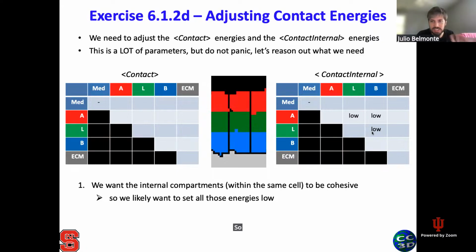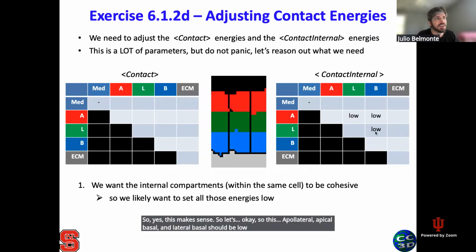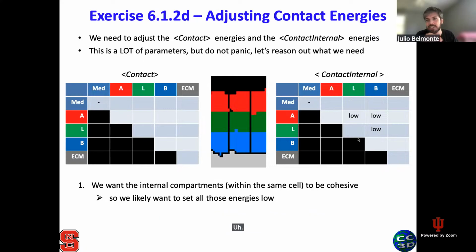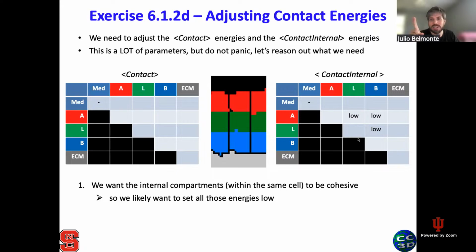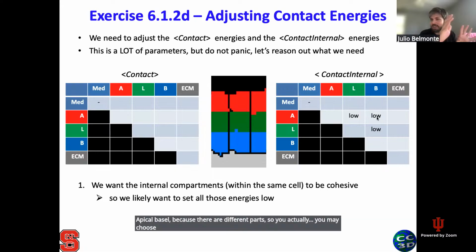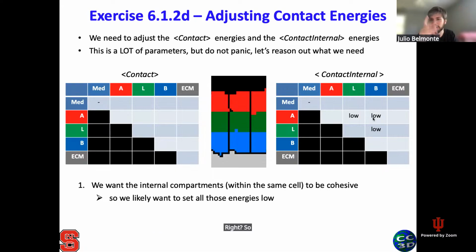So yes, does that make sense? Okay, so apical-lateral, apical-basal, and lateral-basal should be low. There's one of these pairs that can be a little bit higher. Which of these pairs can be a little bit higher if you want? Apical-basal, because they are different parts, so you may choose apical-basal to be a little bit higher, a low plus or medium if you want to. But in principle, they have to be low. So let's start with that.